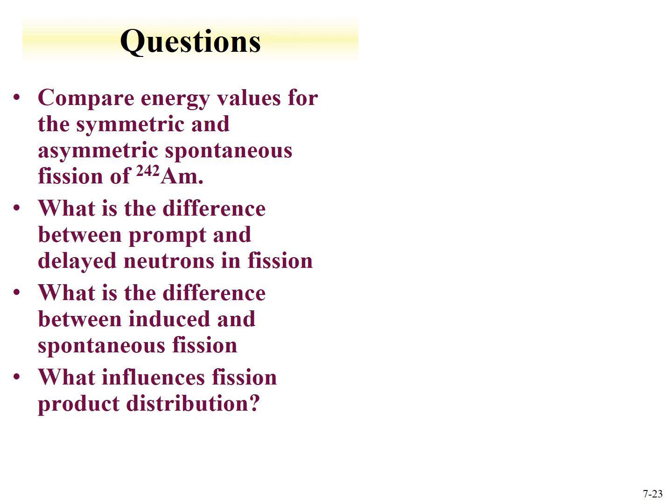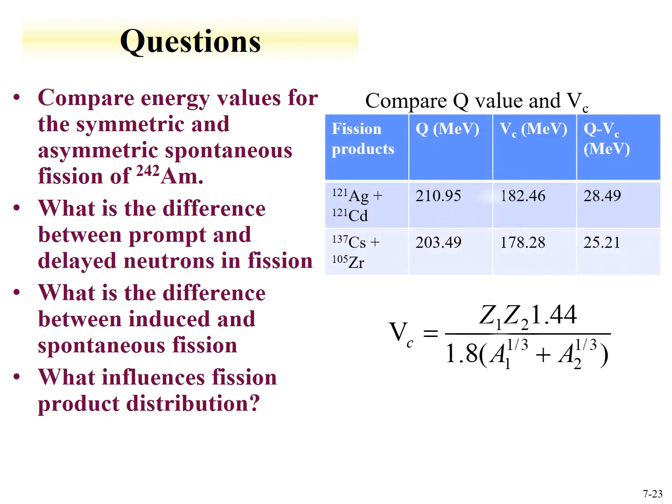Here are some questions that you should be able to answer based upon the chapter. Again, these questions may show up on the quizzes. One would be to compare energy values for the symmetric and asymmetric spontaneous fission of americium-242. An example of this for a uranium isotope was presented in the lecture. So what one would do is compare the Q values and the Coulomb barriers.